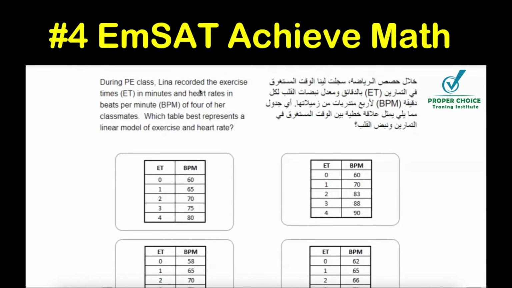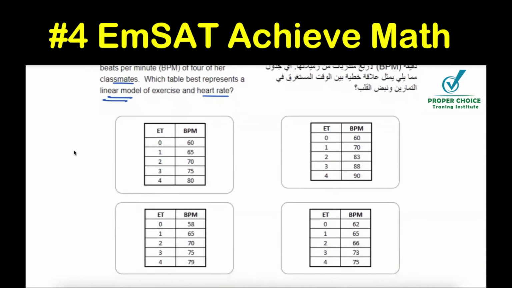During PE class, Lena recorded the exercise time in minutes and heart rates in beats per minute of four of her classmates. Which table represents a linear model of exercise and heart rate? They're talking about which table represents the linear model. What do you mean by linear? Linear is something where the data increases with a constant, a fixed value.